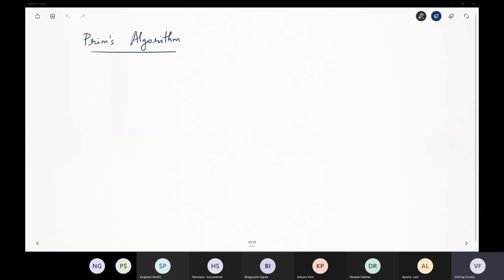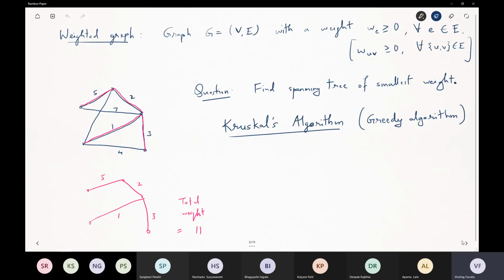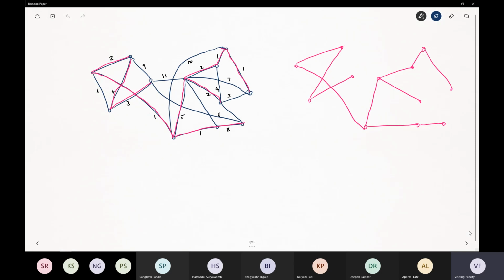Prim's algorithm. Okay, Prim's algorithm is again to find a minimum weight spanning tree. But this is different from Kruskal's algorithm. This was one example for Kruskal's algorithm, so let's start with this example itself. Give me 1 second, I'll show it in this example itself.